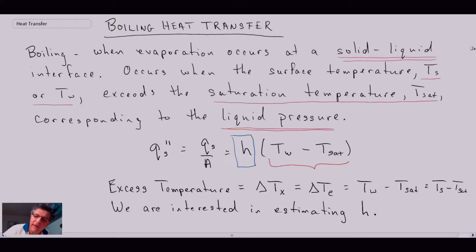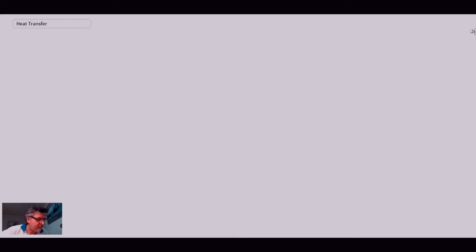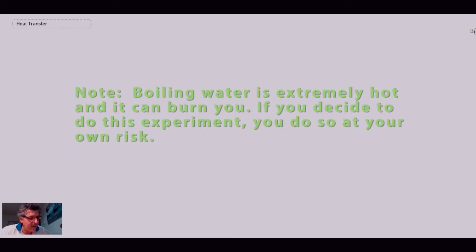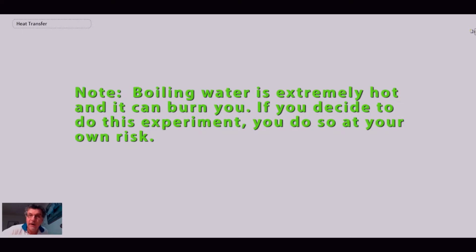And what we're going to do, we're going to begin with an experiment that everybody studying heat transfer should do, and that is to take a pot of water, put it on top of the stove, and watch the water boil. And this is something that I did years ago when I took heat transfer, and that's what we're going to do right now. We get to repeat the experiment.